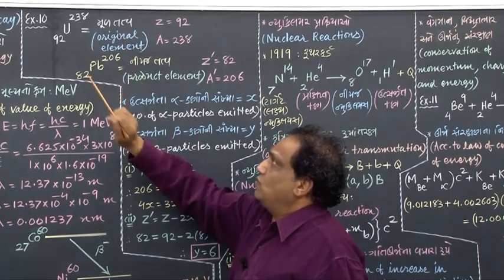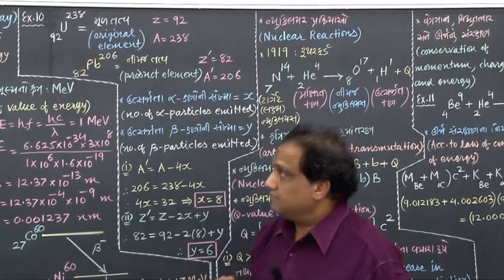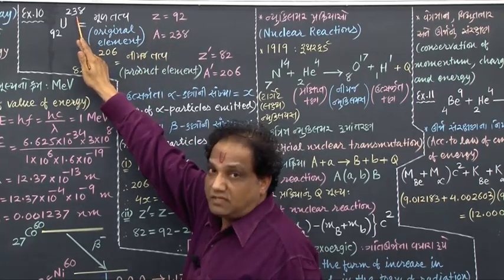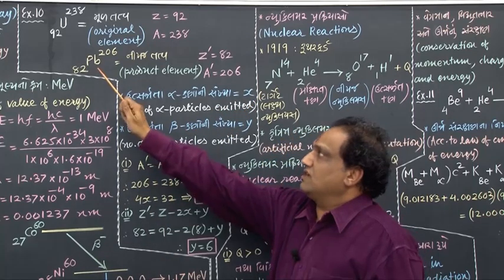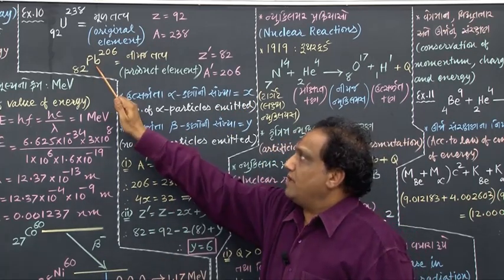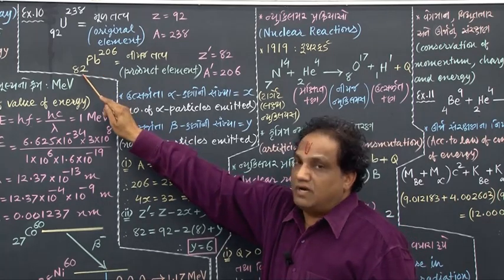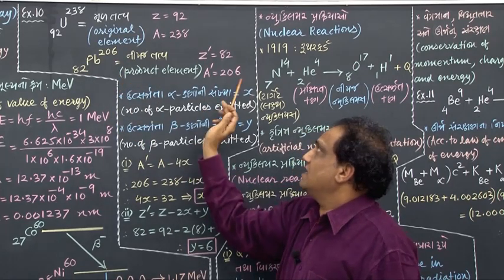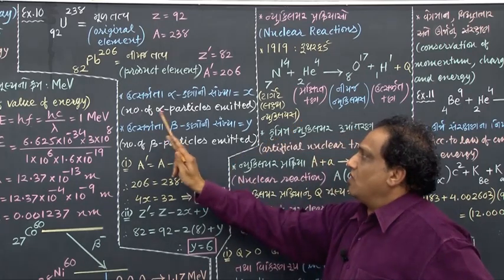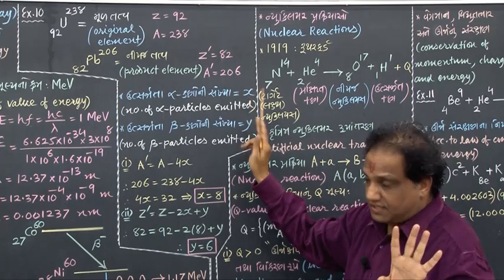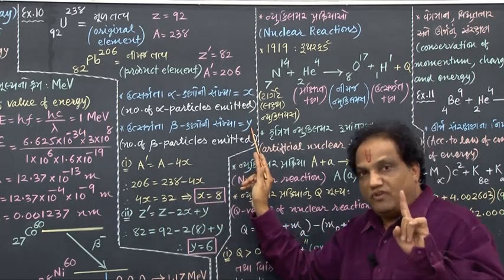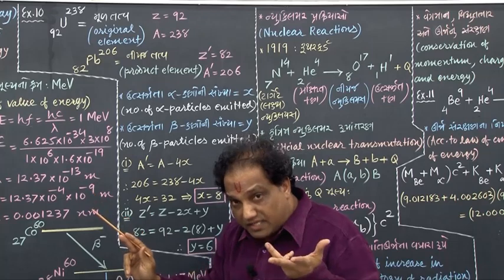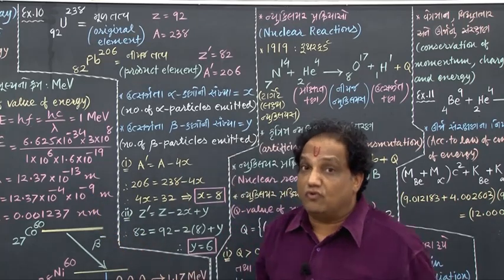What is the original element given to you? 92 uranium 238. Now tell me, what is its atomic number? 92. Z is 92. What is its atomic mass number? 238. Fine. What is the final product nucleus? 82 Pb 206. So what is its atomic number? Let it be Z dash, which is 82. And what is its atomic mass number? Let it be A dash, it is 206, correct? Now tell me, the number of alpha particles emitted I just assume to be x, and the number of beta particles emitted I just assume to be y. As this nucleus gets transformed gradually into this nucleus, how many alpha particles are emitted, how many beta particles are emitted, that is what we have to find out.